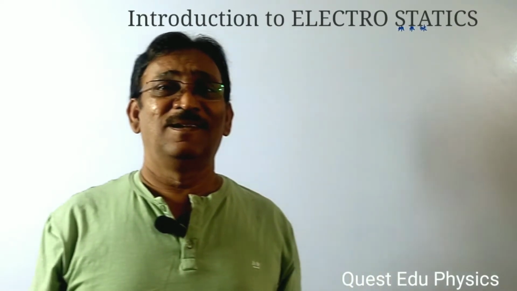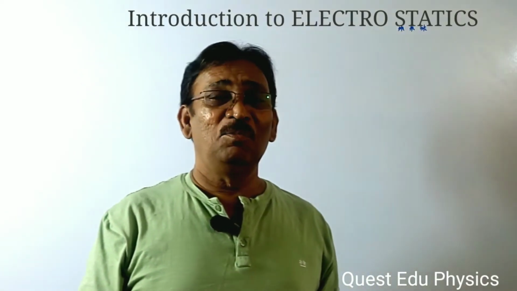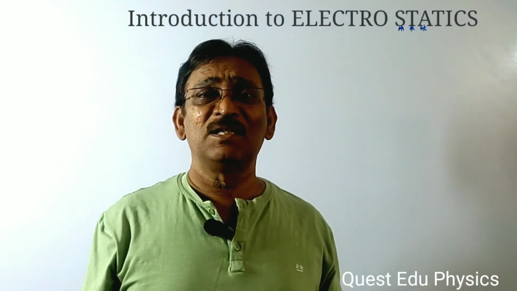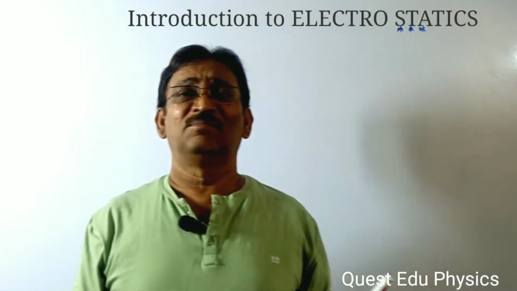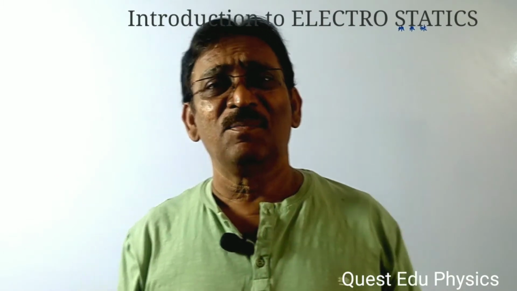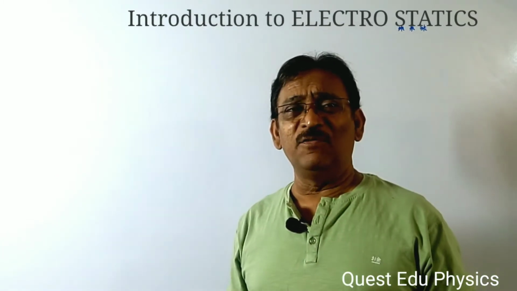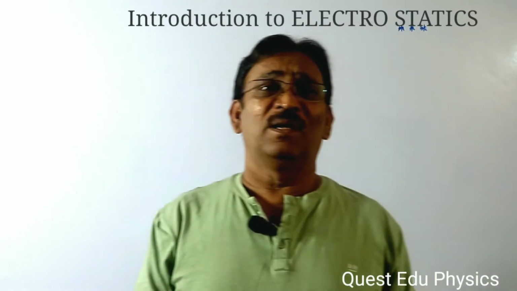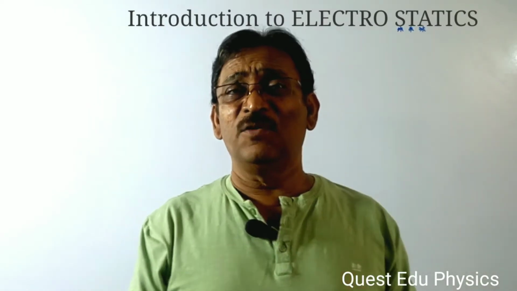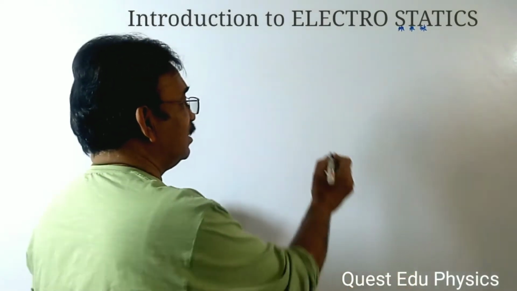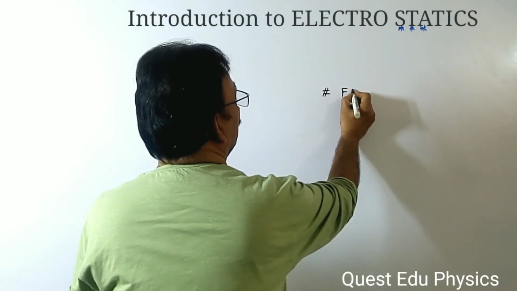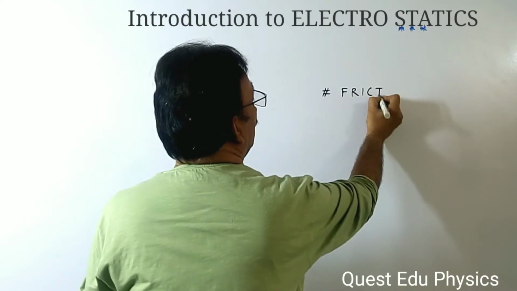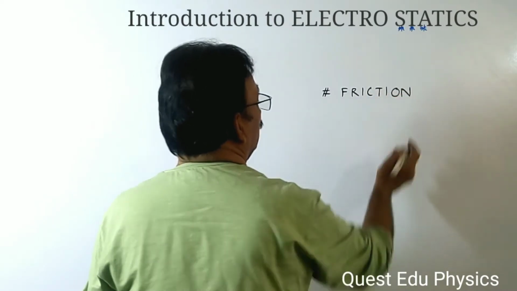Okay, students. Then we have to know how the charges are produced first. The simple answer is that charges can be produced in different ways. One such method is due to friction. Charges can be produced due to friction.